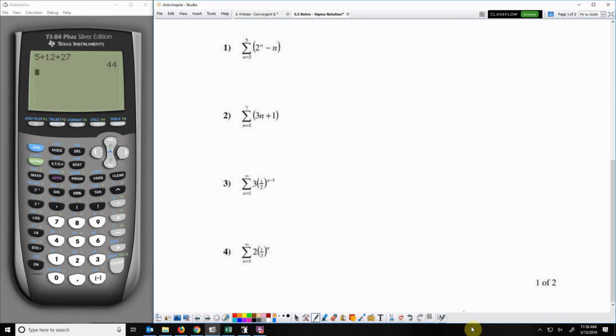Hey guys, today we are going to talk about sigma notation. This is called sigma notation because it's got the Greek letter sigma here. Anytime you see the sigma symbol, that means summation in math. Right there is the starting n value. There is the ending n value. And this is an expression for a sequence.